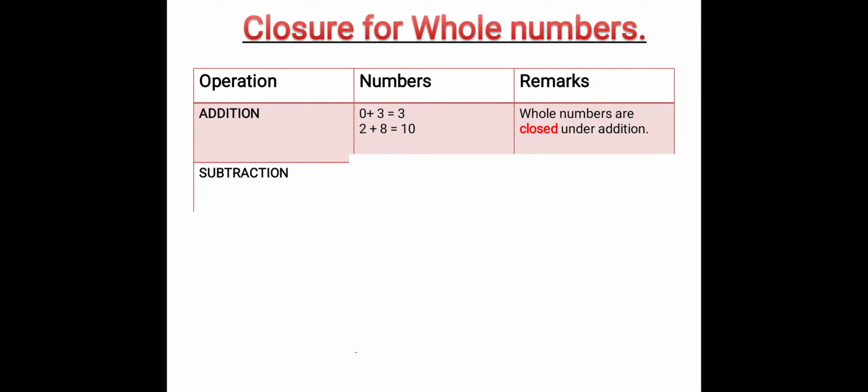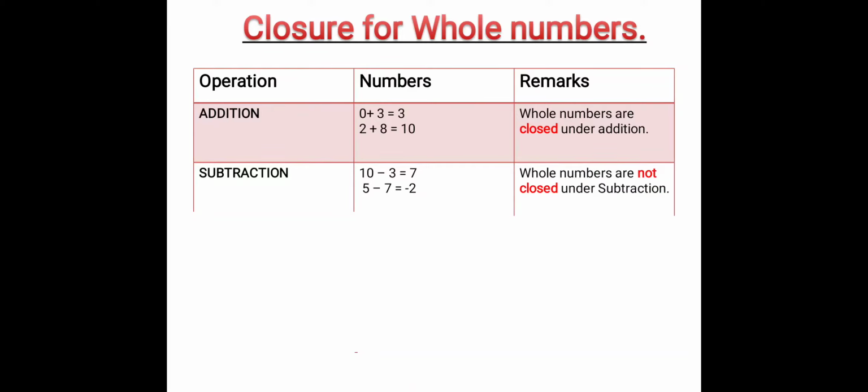Let's check closure for whole numbers under subtraction. What happens when you subtract two whole numbers? 10 minus 3 is 7. The answer is a whole number. Whereas 5 minus 7 is minus 2. The answer is not a whole number. So when you subtract one whole number from the other, the answer may not always be a whole number. So the whole numbers are not closed under subtraction.